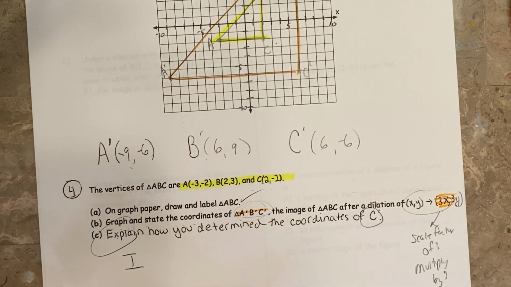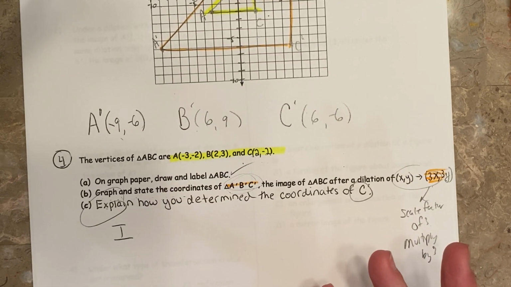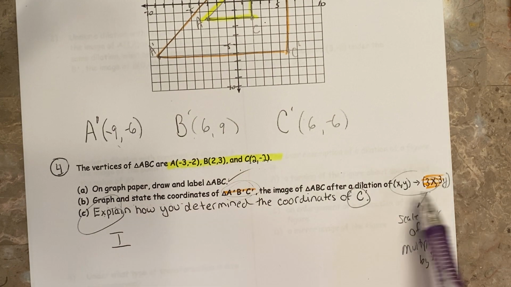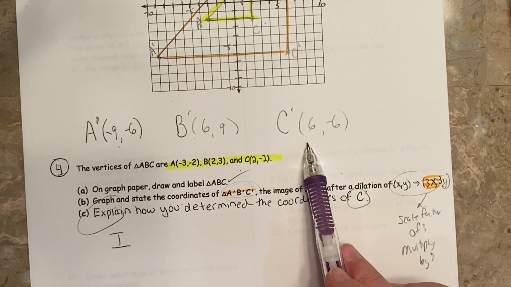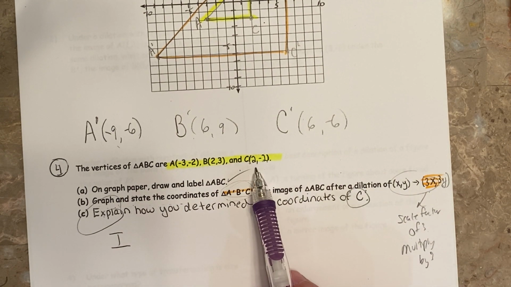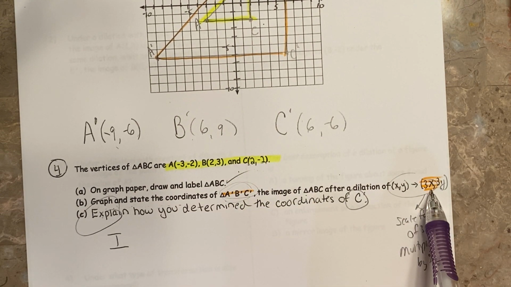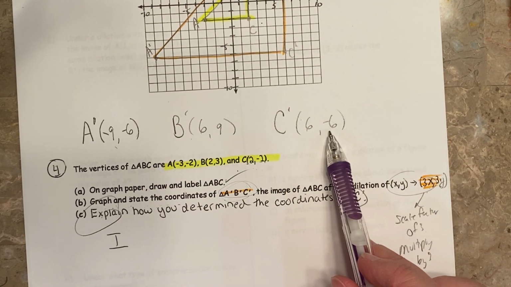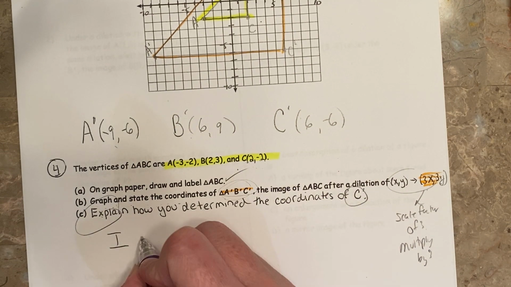So this time we're not really describing it. We're not describing what a dilation is. We're not saying larger or smaller, but we're saying what we actually did this time. So what do we do? How do we get this coordinate? Well, you took the original coordinate, C, 2, -2. You multiplied it by 3, the scale factor of 3, and then you got 6, -6. So that's really about it.